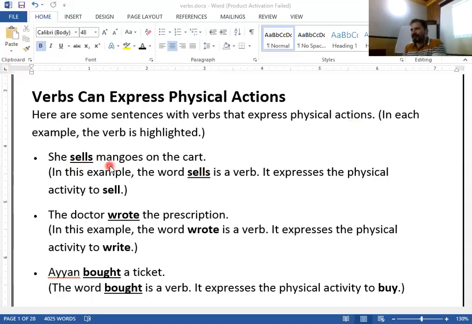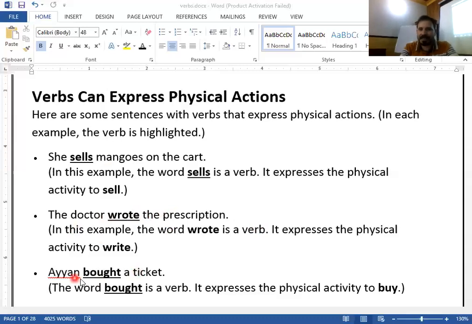It's a physical action. Am I right? Like when you sell something, selling. You give something, you sell something, that is called what? Physical action. Which one is the verb? Sells. She sells what? Mangoes. Second, the doctor wrote the prescription. The doctor wrote. Clear? The prescription. Wrote. Physical action. Wrote is called the verb. Clear?